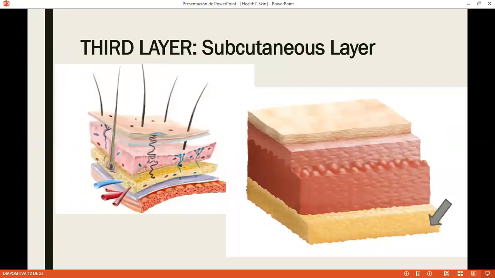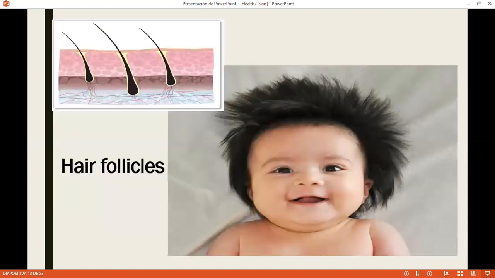The third layer is the subcutaneous layer. It's the deeper layer of the skin. There you will find the fatty tissues. And you can also find hair follicles, which make the hairs grow.